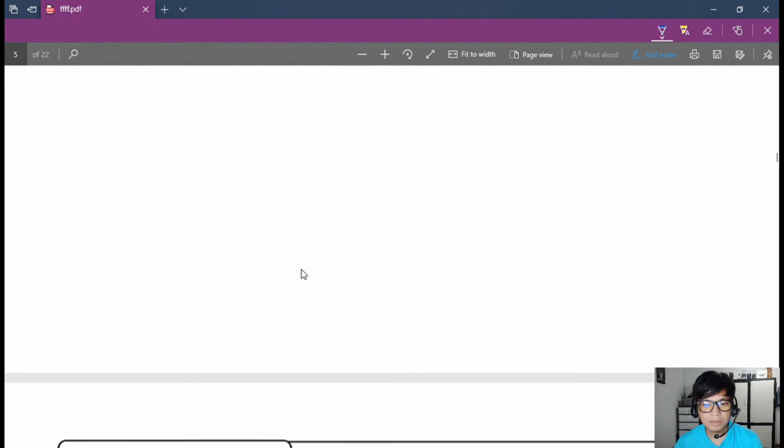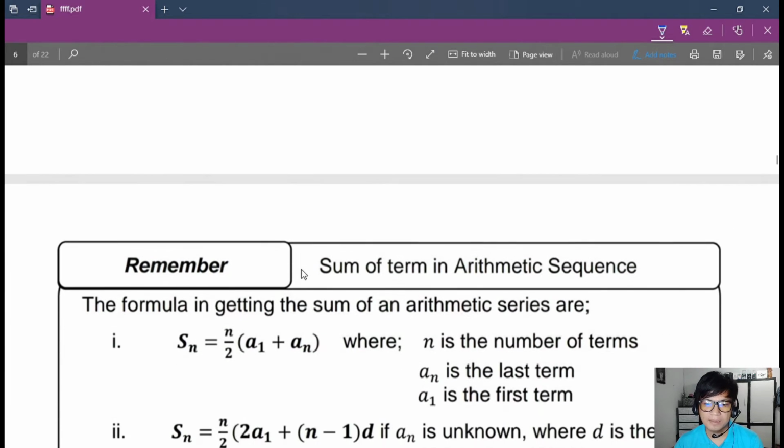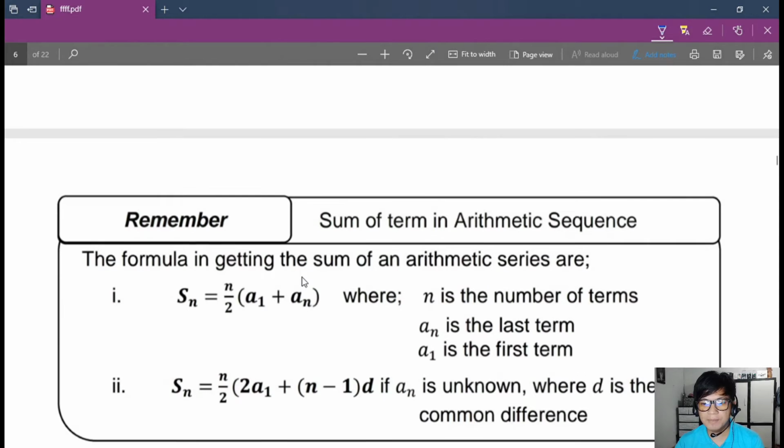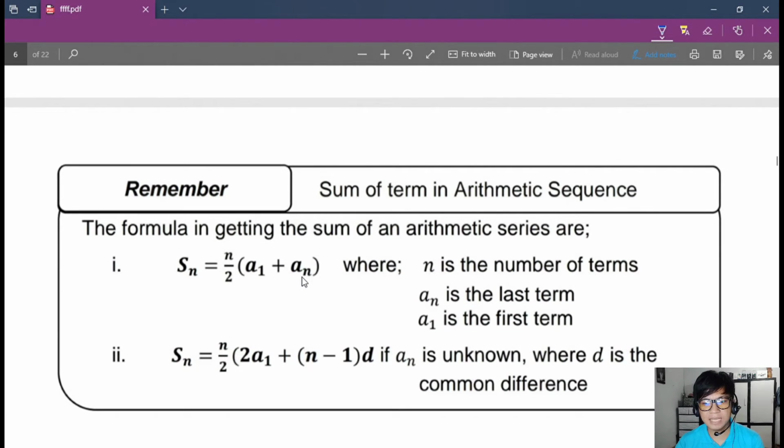So, ano yun? Ito. Okay, sum of term in arithmetic sequence. The formula in getting the sum of an arithmetic series are. So, meron tayong dalawa. Yung kanina, sigma notation. So, let's proceed na in finding the sum of term in arithmetic sequence. So, meron tayong formula na ginagamit dito. So, yun yung sabi ko kanina para kung wala kang calculator, there is actually a shortcut on how to find the sum of a given arithmetic sequence.